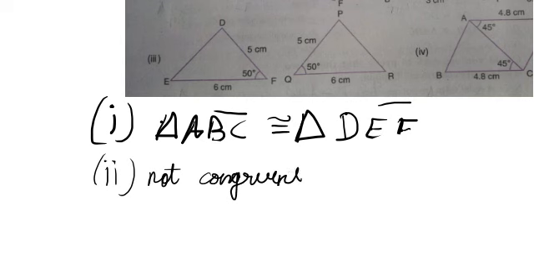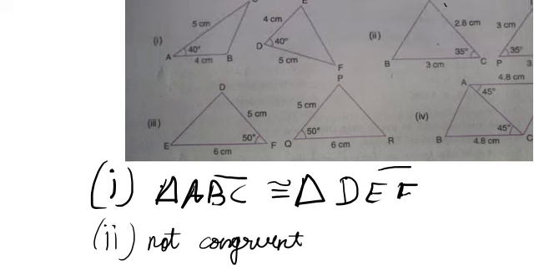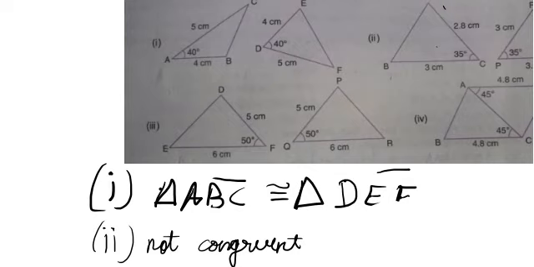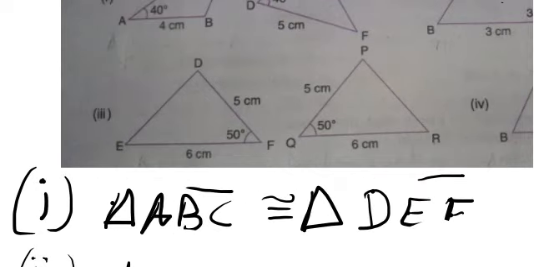Then next is the third one. Again, the angle that is given is 50 degrees. It is totally up to you. You can start from the sides or the angles. I am doing the angles first. So this is 50 degrees, this one is also 50 degrees, so the angles are equal. Now move on to the sides.